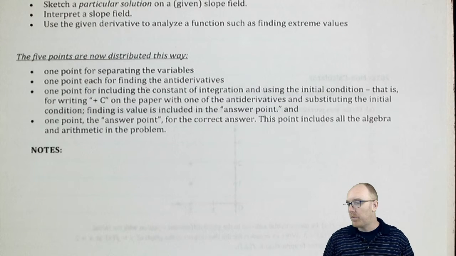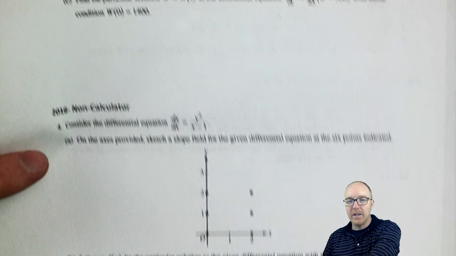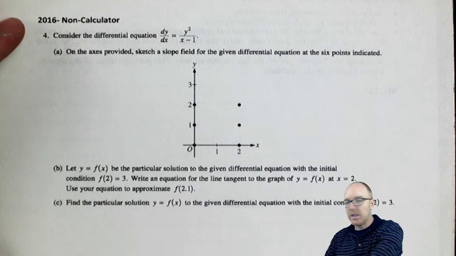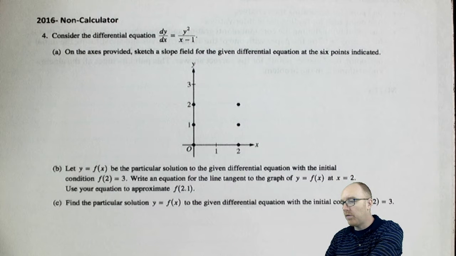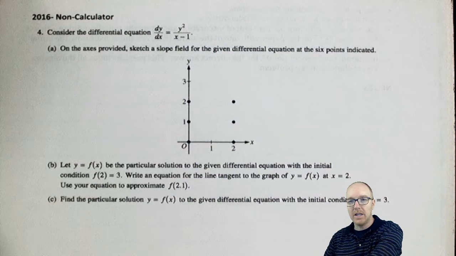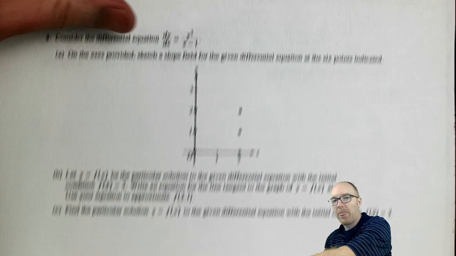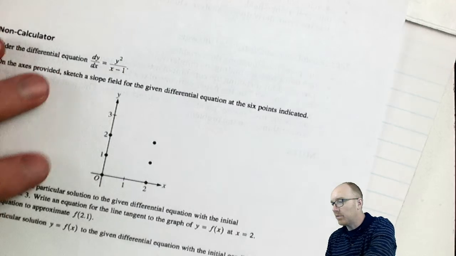So your 5 points, when you do this, hopefully it's going to be a-okay. I've got a feeling it's going to be great. All right, we're going to look at question number 4 from the 2016 test. This is non-calculator, and so we're going to do this one together. Let me put this around so I've got some paper around.